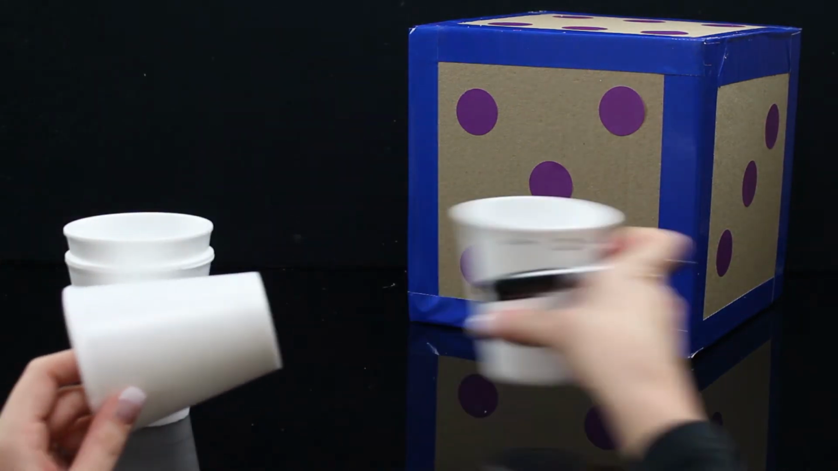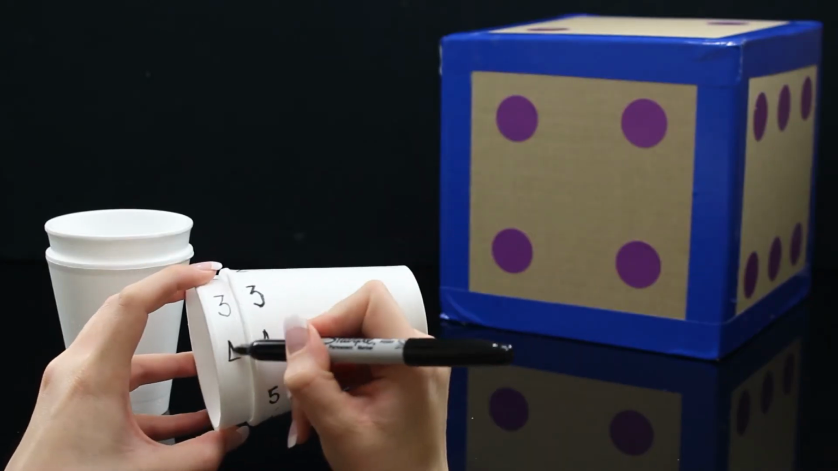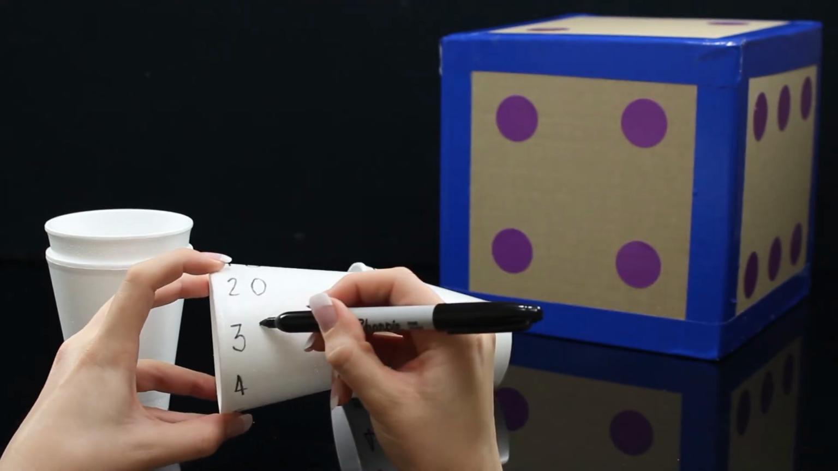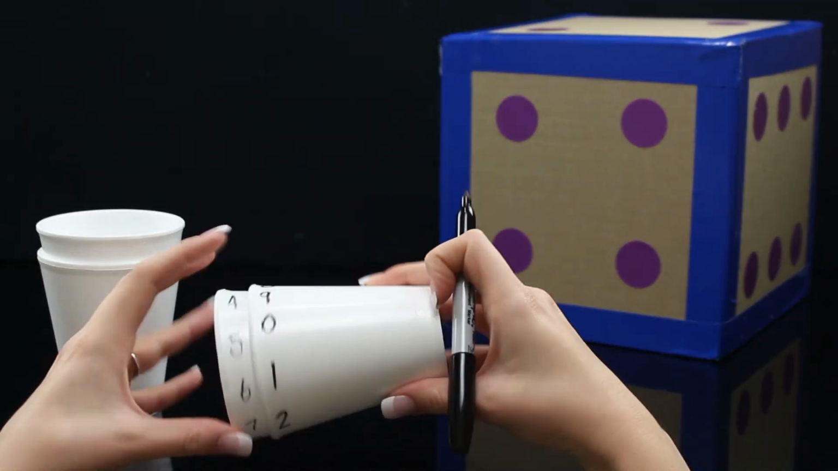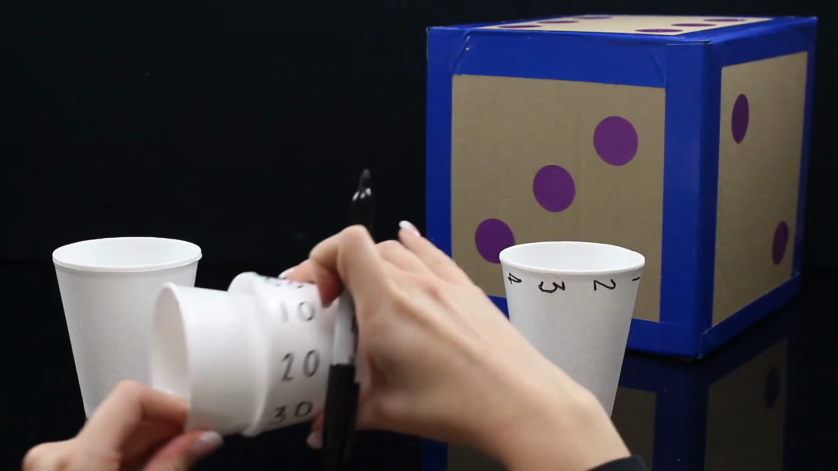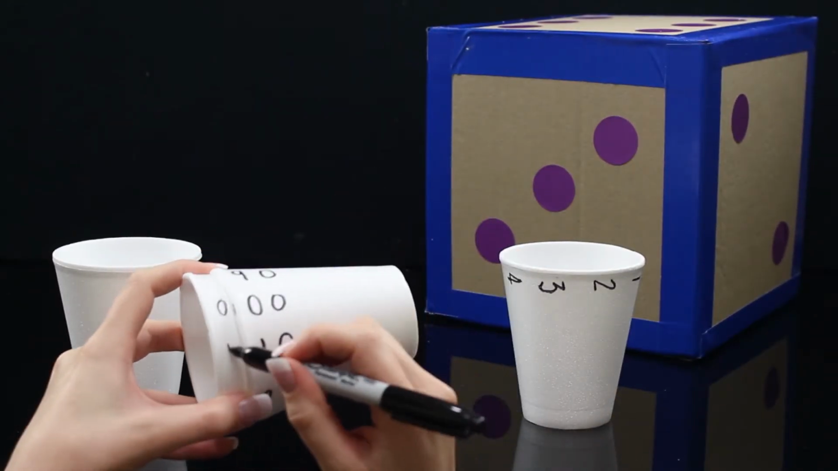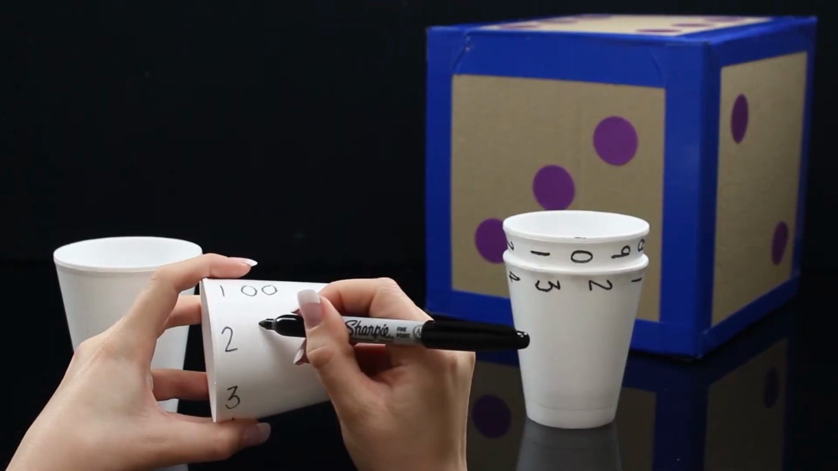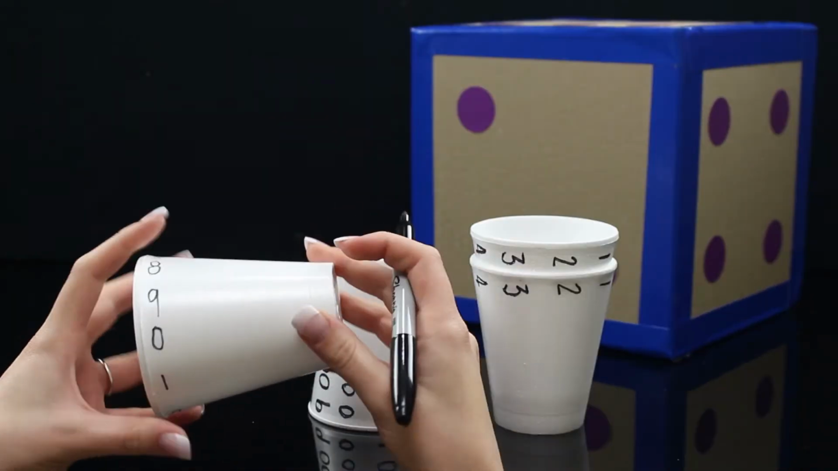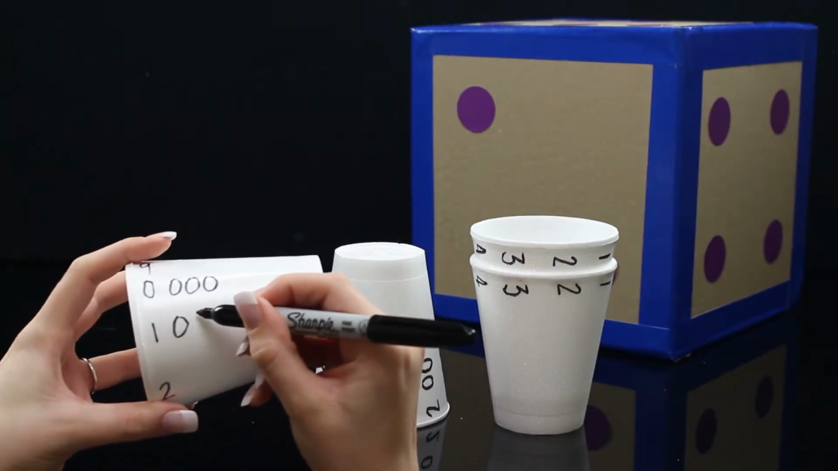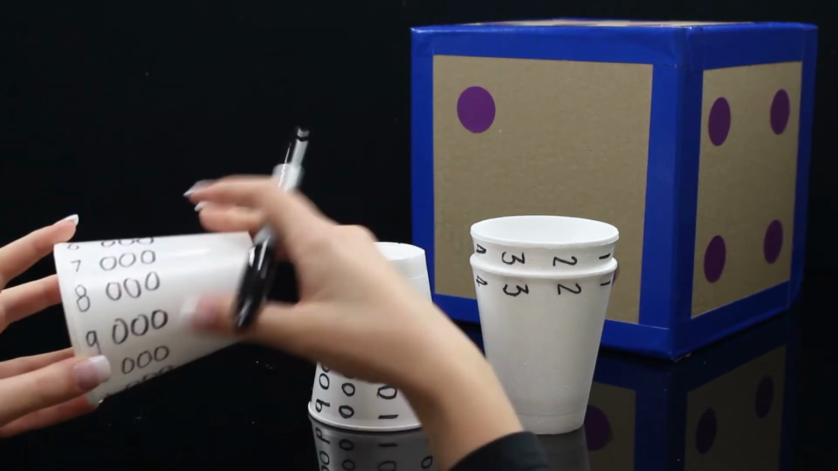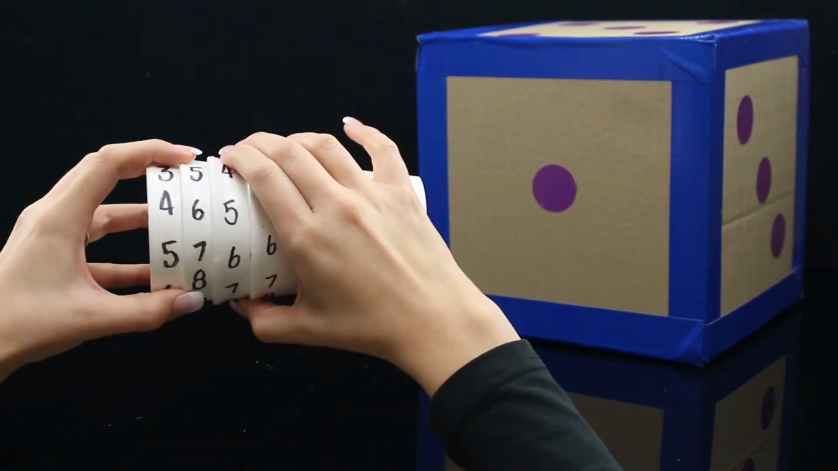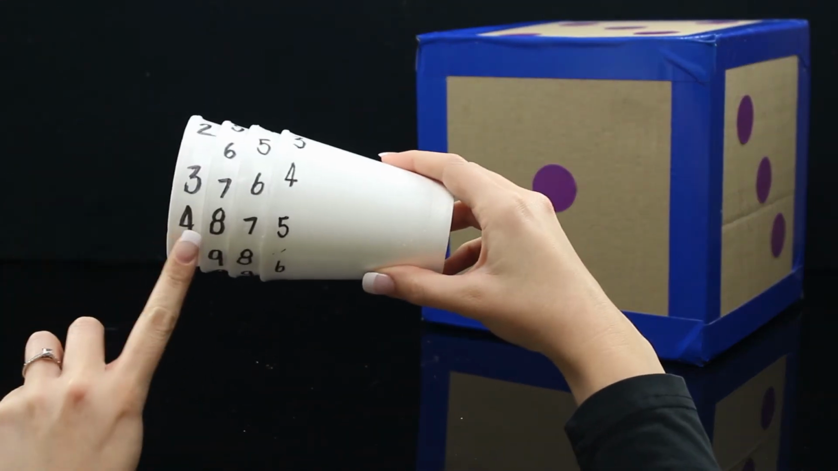Take your second cup, do exactly the same, but add 1 0 to the end of the number to represent the tens. Take the third cup and do exactly the same, but this time add another 0 to represent the hundreds. The fourth cup, once again exactly the same, just with 1 extra 0 to represent the thousands. Slide each cup into the next one to represent a 4-digit number.